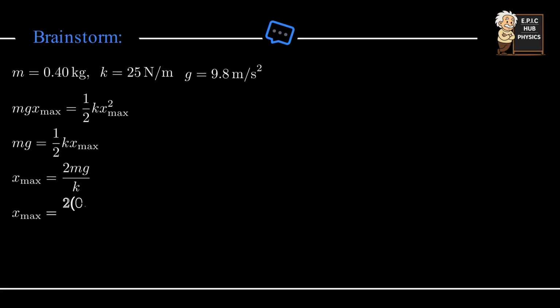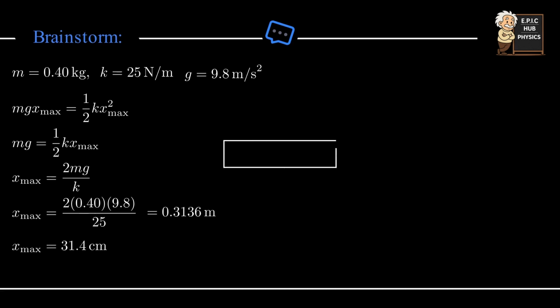Substituting the given values, x max equals 2 times 0.40 times 9.8 over 25, which simplifies to x max equals 0.3136 meters, or 31.4 centimeters. This is our final answer.